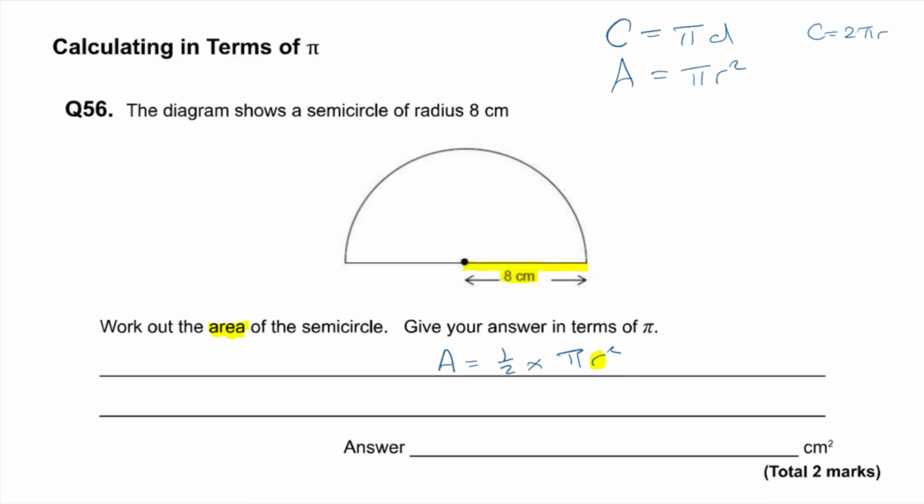Now just take care, sometimes they give you the whole length, in which case you're going to have to halve it when you put it into this formula. So just check you've actually been given the radius and not the diameter. Then subbing that in, I'm going to get half times pi times 8 squared. What's 8 squared? 8 squared is 64, and then halving it, I'm going to get 32, aren't I? So that is equal to 32 lots of pi.